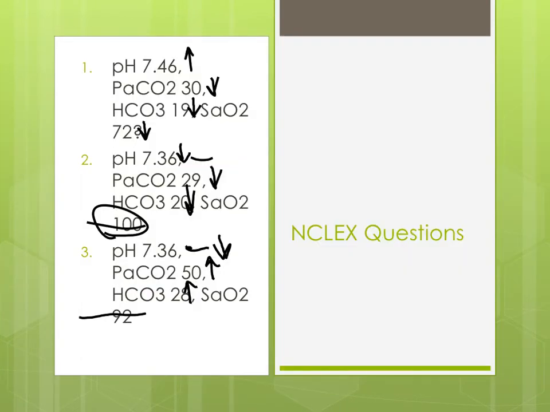Alright, looking at this, this is what I want you guys to do. I want you to look at the numbers and I want you to draw arrows. So look, we have a pH of 7.46. We know that that's elevated. So automatically, what are you going to call this? An elevated pH is alkalosis, right?